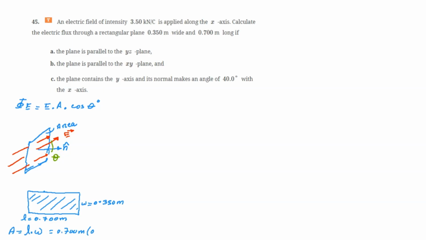This plane in green that you see is parallel to the YZ plane. So it's perpendicular to the x-axis, so it's perpendicular to the electric field. But the normal to that plane is parallel to the electric field, and the angle is not between the plane and the electric field. The angle is between the normal to the plane and the electric field.